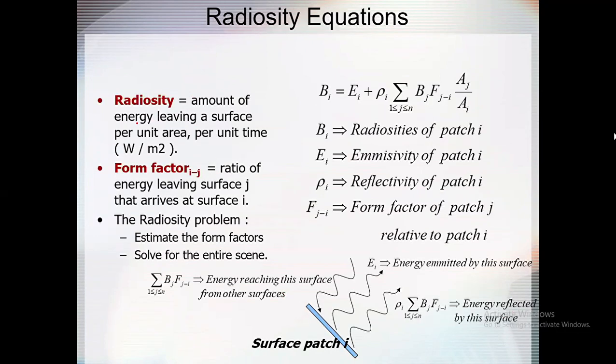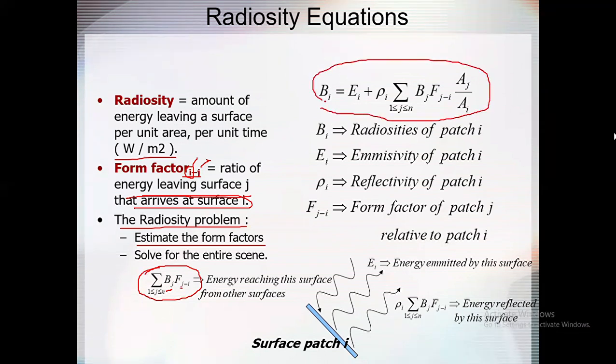So radiosity is the amount of energy leaving a surface per unit area per unit time. Form factor I to j means light leaving i reflects from j, the ratio of energy leaving surface j and arriving at i. So the radiosity method will estimate the form factors and solve the entire scene. So we have to solve for B and F, where F is the form factor. What is B? The equation of B is this one.